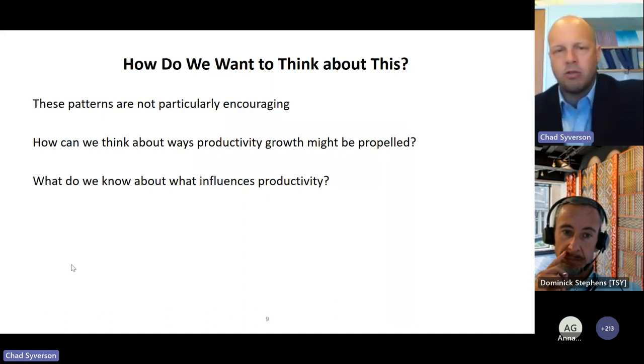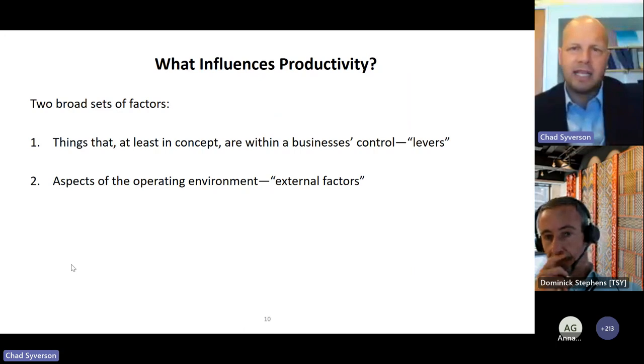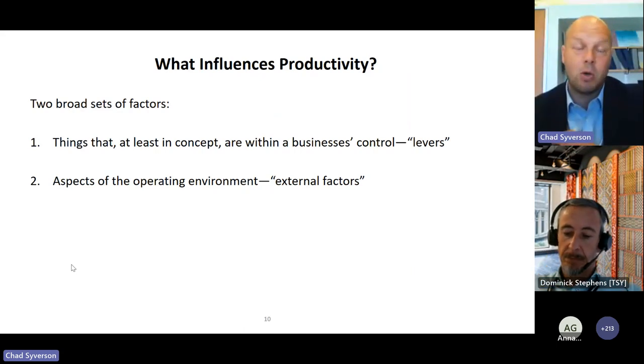So what I'm going to start through now is just talking about what economic research has shown are the things that influence productivity. And I'm going to start with a focus on what influences productivity for specific businesses, that is companies or producers, but I'll also talk about how that then implies productivity growth at a more aggregate level, the market, the industry. You might put them into two large bundles.